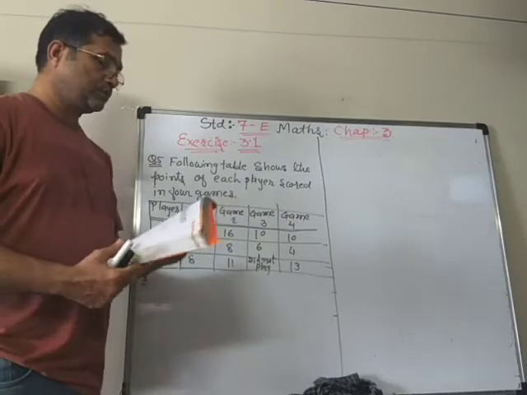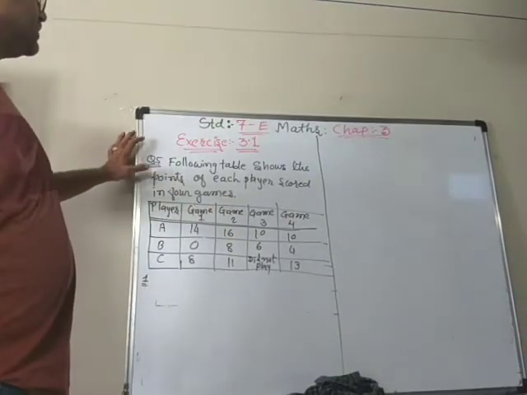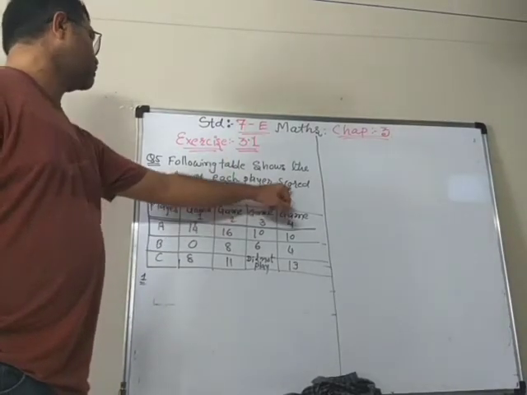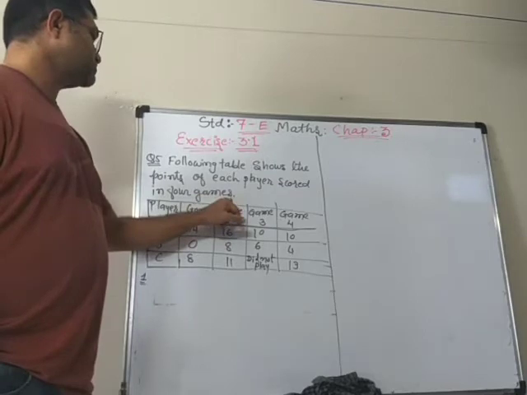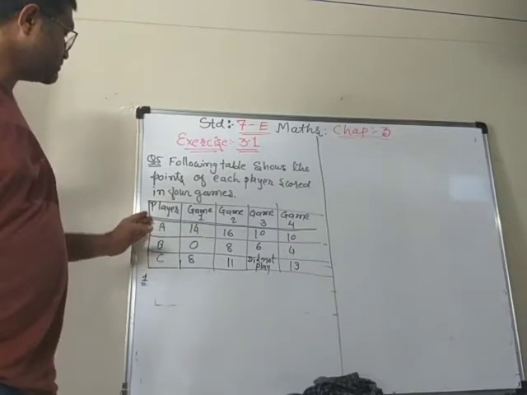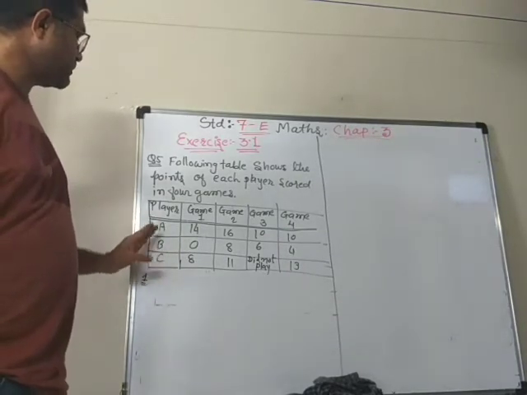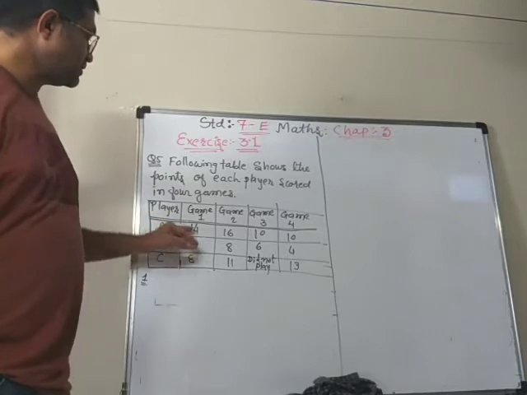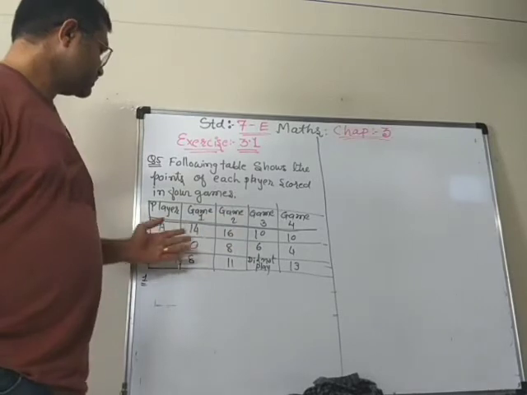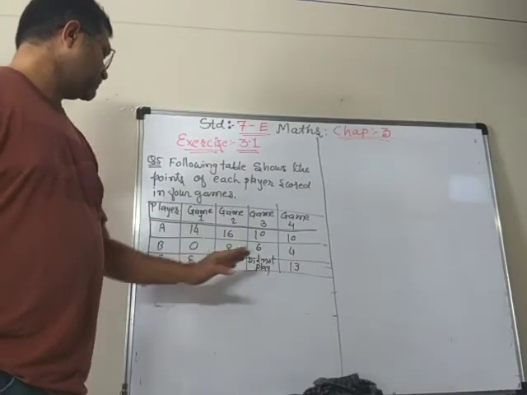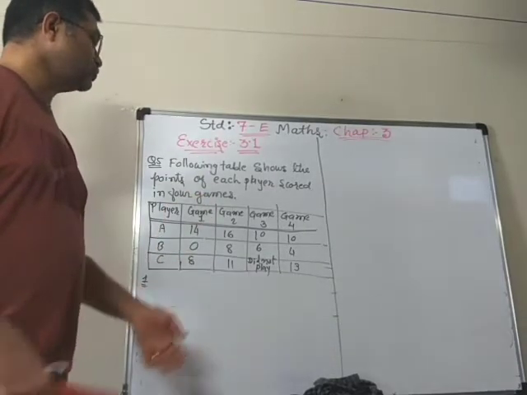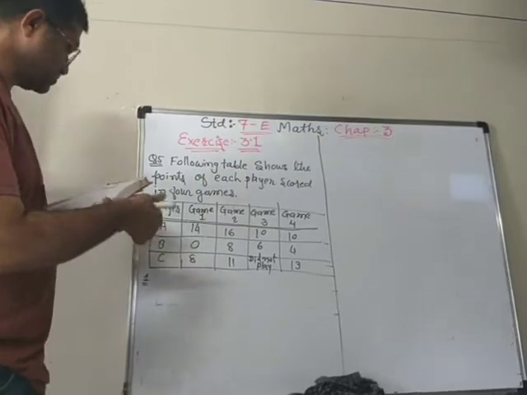Now in exercise 3.1, question number 5, a table is given. The following table shows the points each player scored in the following games. So the games are game 1, game 2, game 3 and game 4, and there are 3 players, player A, B and C. These are player A's scores in the 4 games, these are the scores of player B, and these are the scores of player C. Now from the table we have to answer the given questions.